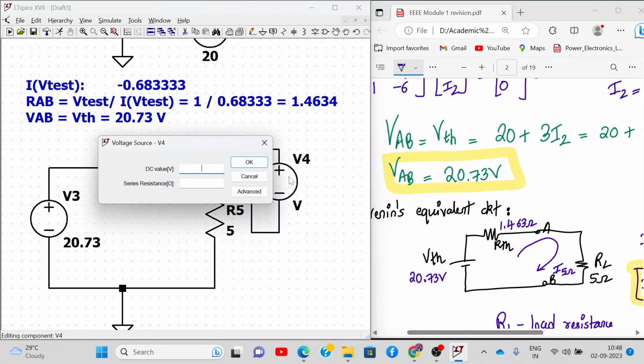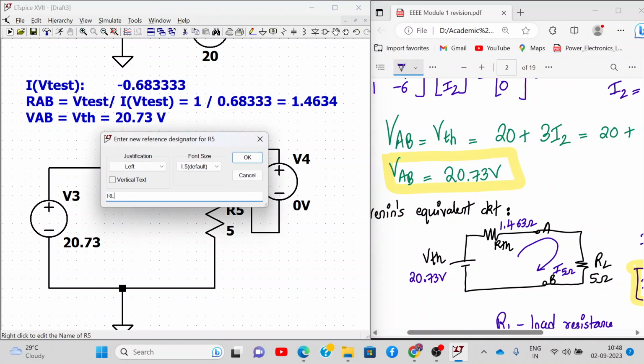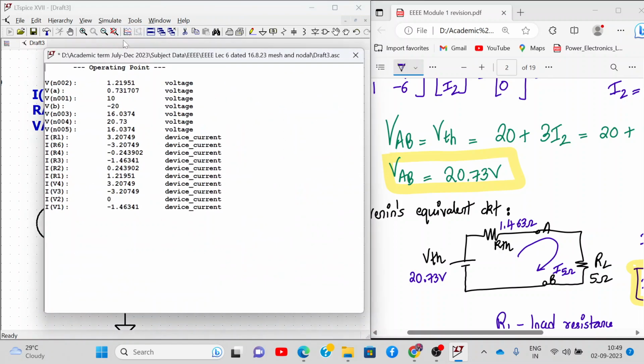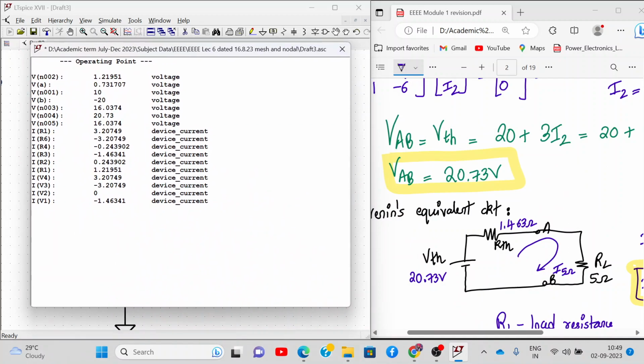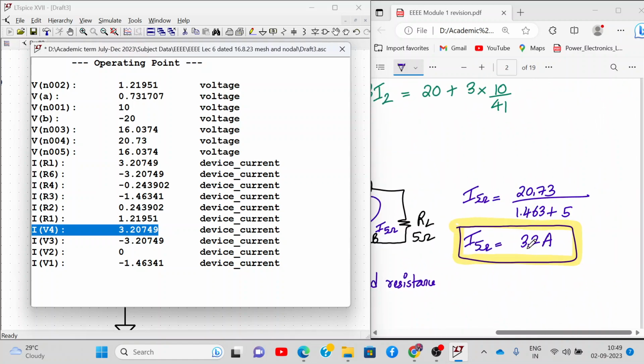A 0 volt test source will not disturb the circuit, but it will act as a current meter. So the current flowing through RL, that we call RL, might come negative, but the current flowing through V4 will be the current flowing through RL. So let me simulate and show it to you. So I of V4. See, I of V4 is how much? Can you see this? And this.